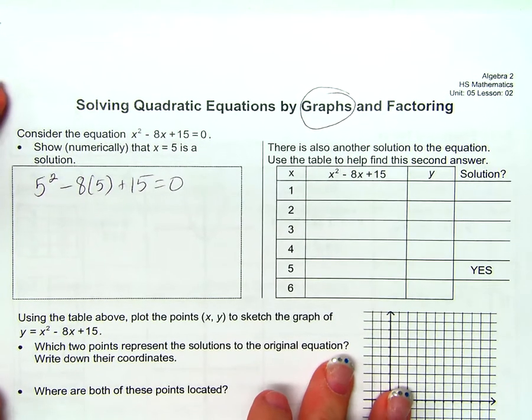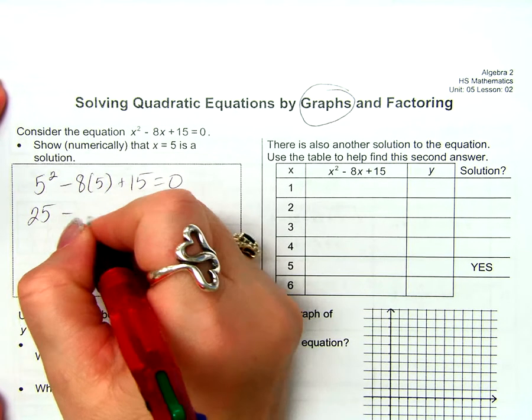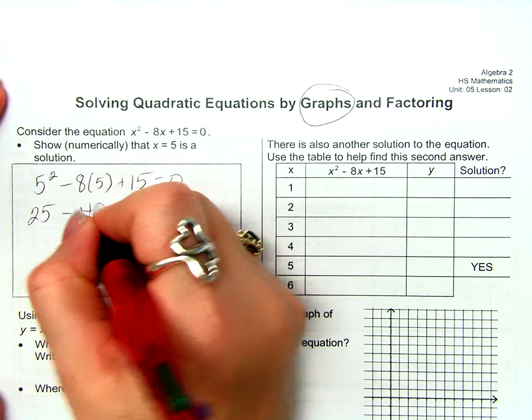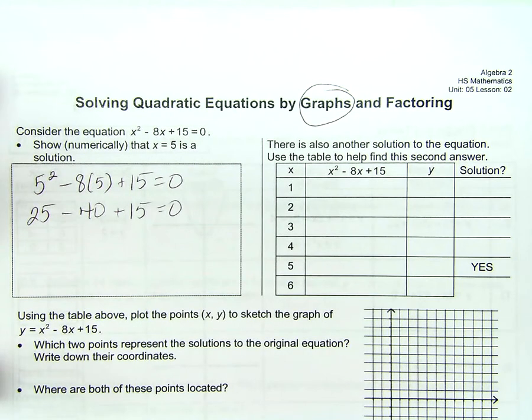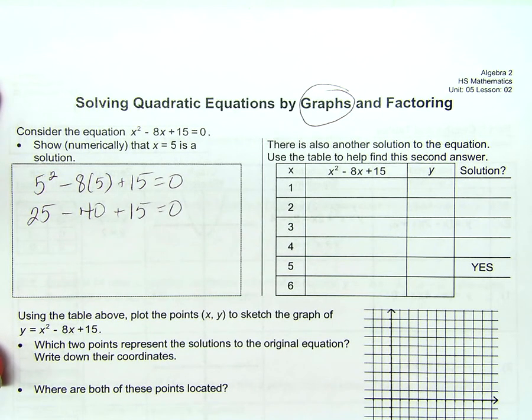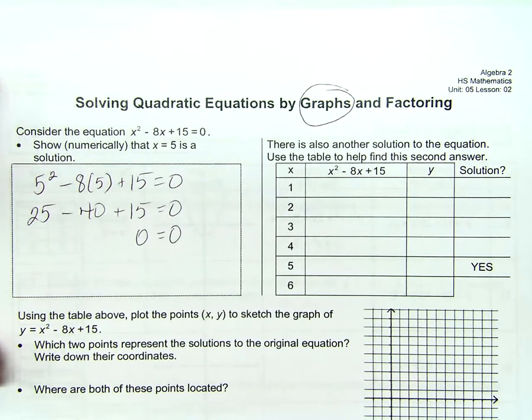Anybody know what 5 squared is? Excellent. 25 minus 40 plus 15 equals 0. What is 25 minus 40? Negative 15 plus 15. Is that the only way I could do that problem? Okay, just something to think about.